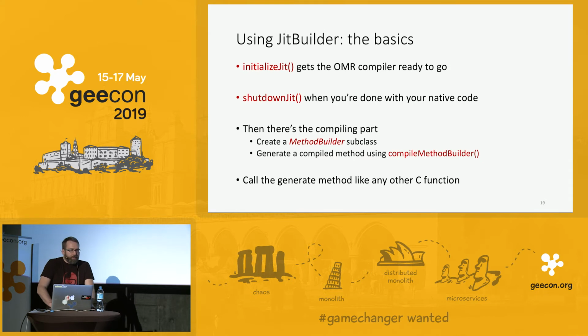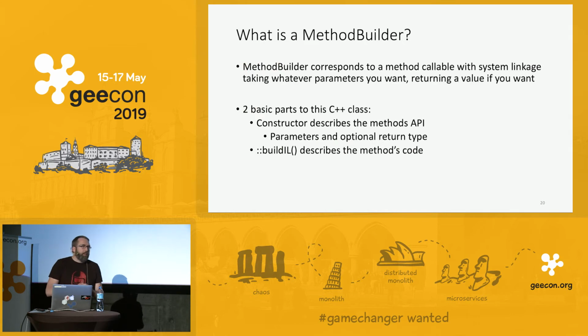So some basics about JitBuilder, because we'll be working with it a bit later. There are really two APIs, one just for starting up and shutting down. And then once you have a compiler, you need to be able to generate a method or a function for your runtime. For that part, we have a class called the MethodBuilder. Anytime you want to create your own method, to have something generated, you create a subclass of this MethodBuilder class and provide some details, and then it can go off and generate your method for you.